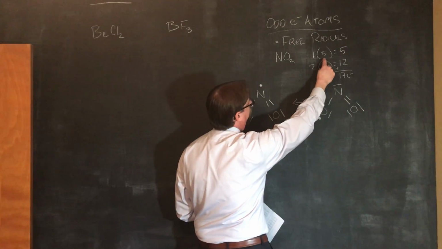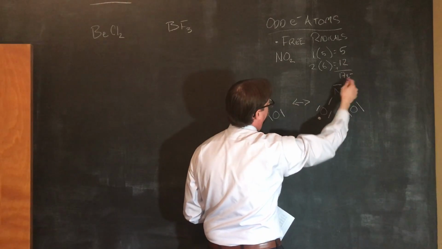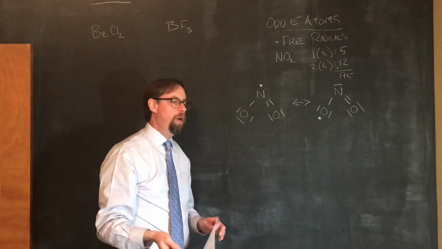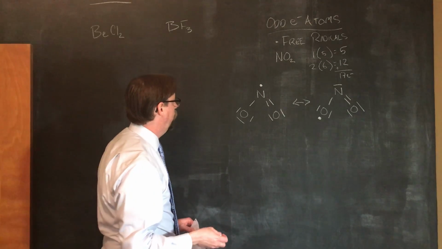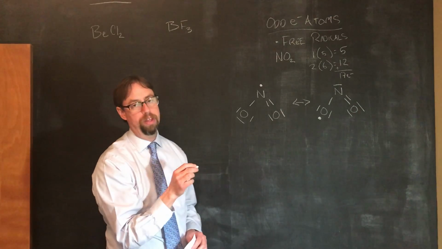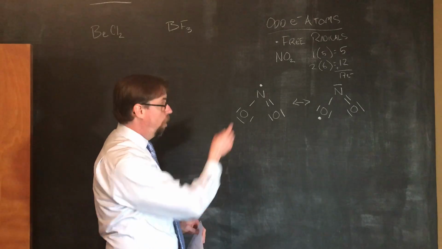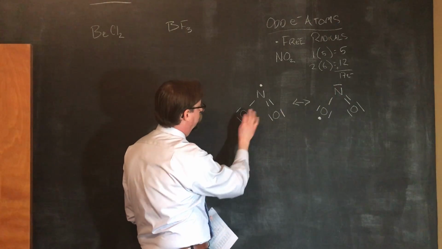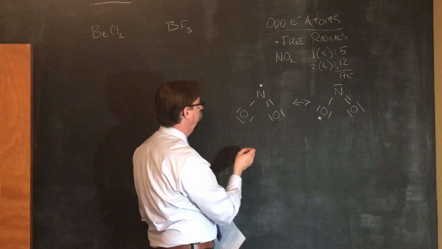So like nitrogen has 5 electrons. Each oxygen has 6, so that's 5 and 12, we get 17 electrons. Now the book shows 2 of the possible resonance structures for NO2, and what you find is that in order to get 17 electrons, you're going to have one atom that's not going to have a pair. It's going to have a single electron somewhere, and that makes it an odd electron atom, and they're also called free radicals. So here are 2 resonance structures that they show you in the book.